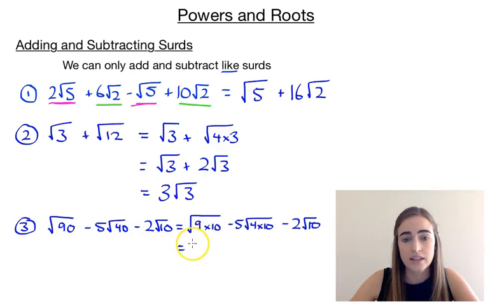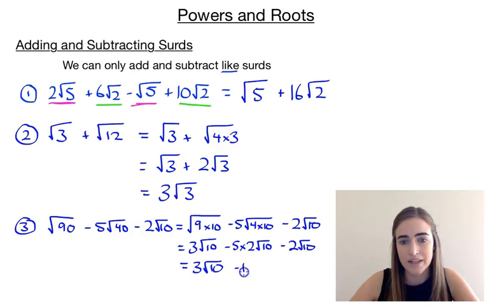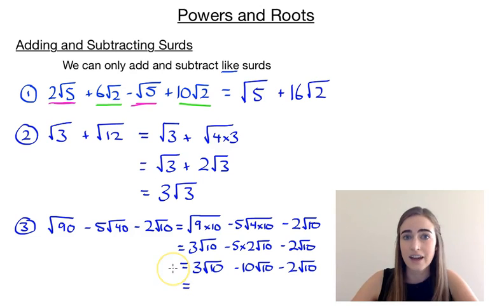Right, now the square root of 9 is 3, so that first term becomes 3 root 10. Square root of 4 is 2, so that's going to be 5 times 2 root 10, and then we've got a 2 root 10 there as well. Simplify that middle term one last time, and that will become minus 10 root 10. And we've got minus 2 root 10 on the end still. All right, now they're all like surds. Now we can go through and add and subtract. So we've got 3 minus 10 minus 2 would end up giving us minus 9 root 10.